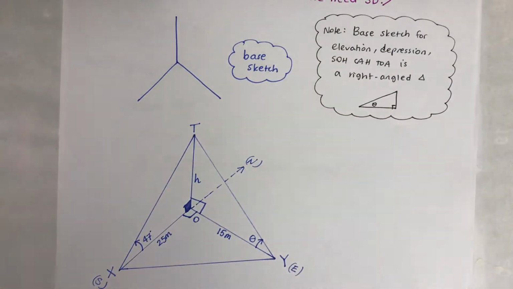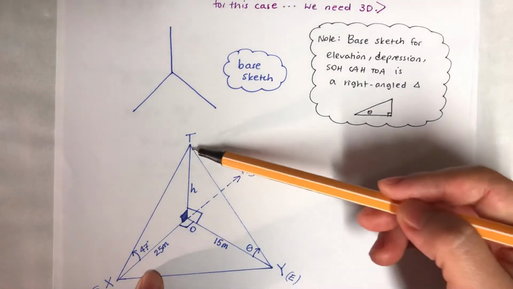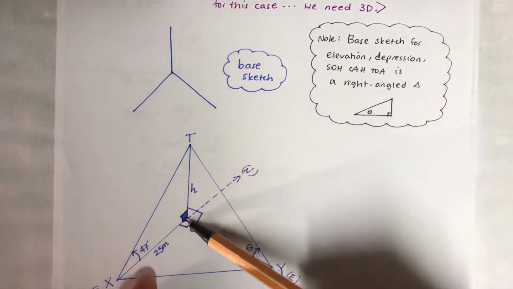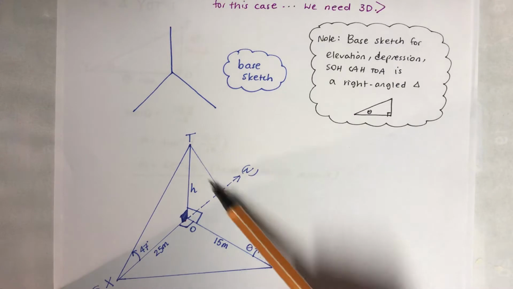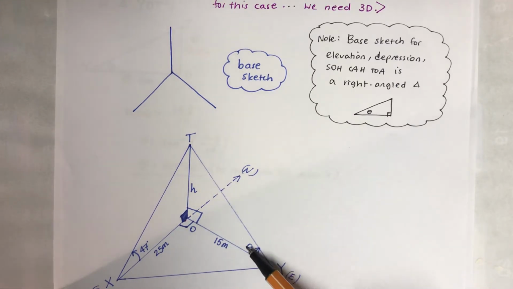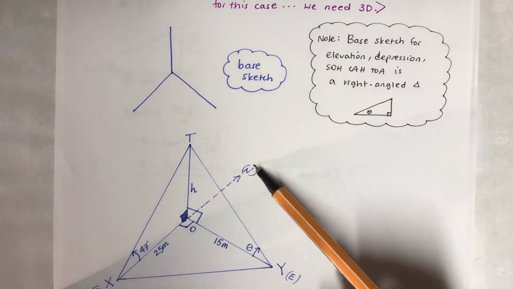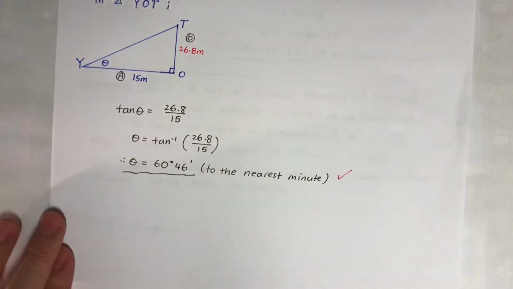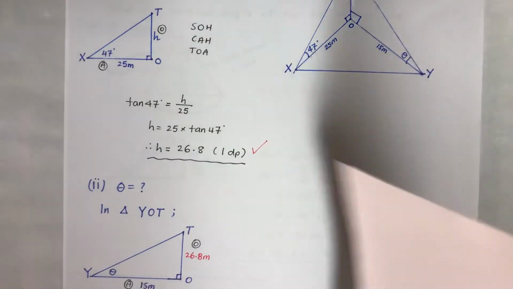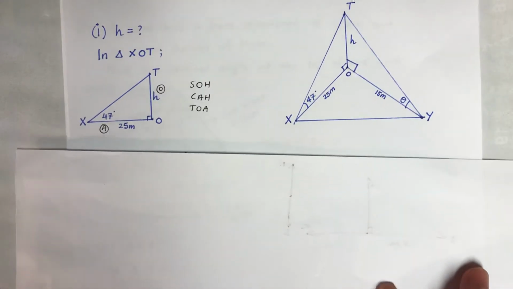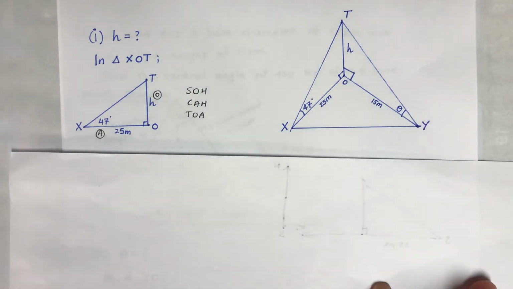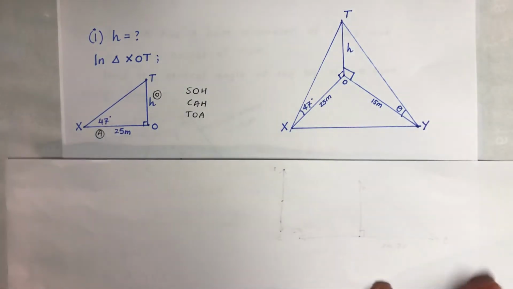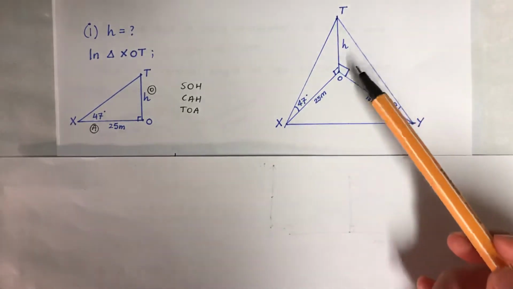Okay, so this is what this is. That's the tower, and that's the elevation from point X, and the elevation from point Y, which is the theta, we don't know. So that's the base triangle. Okay, so let's do some questions. I'll just put that one on the side. Okay, so we got this, and we are trying to put all the information here.